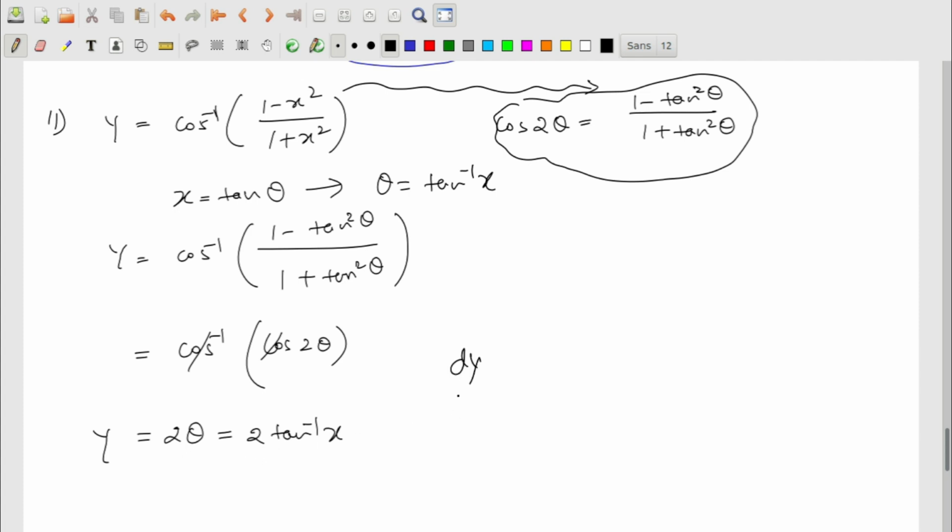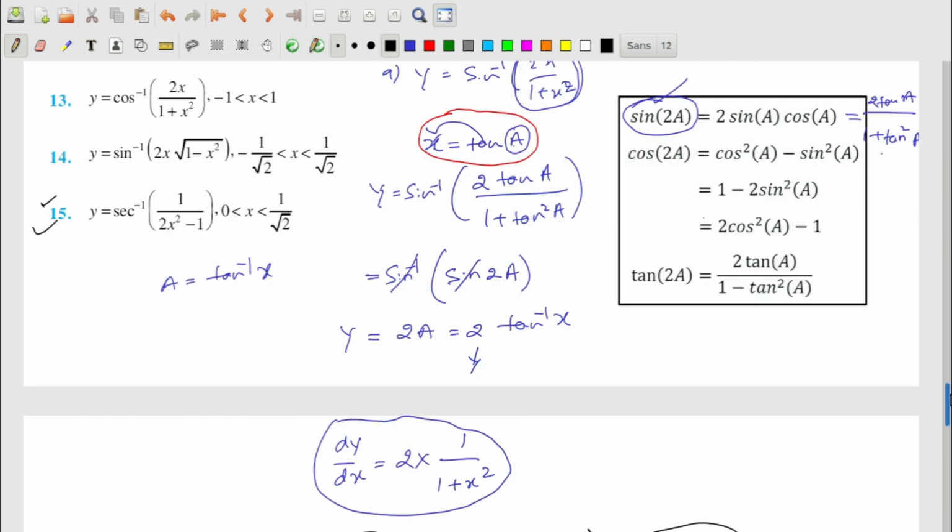So dy by dx will be equal to 2, constant as it is, and then the derivative of tan inverse x, 1 divided by 1 plus x square, or you can just write 2 divided by 1 plus x square. So just remember this one: cos of 2 theta is equal to 1 minus tan square theta divided by 1 plus tan square theta. Otherwise I will share the formulas in the link below, in the description, you can go through the formulas. Fine, let me take one more question.